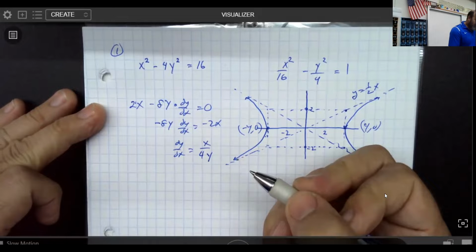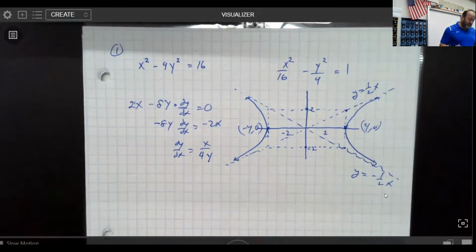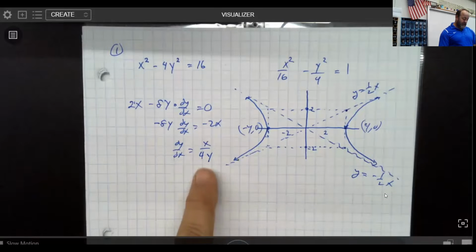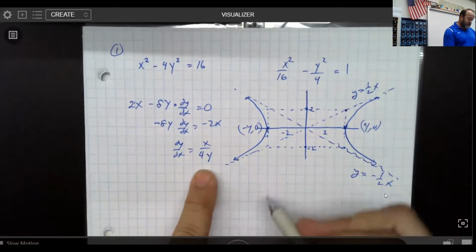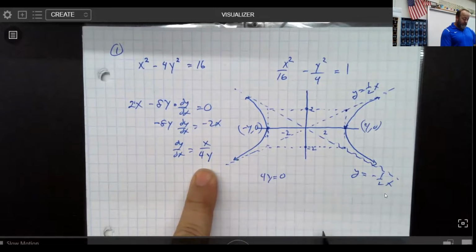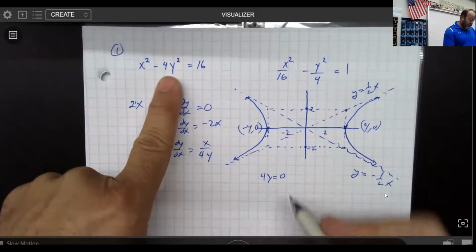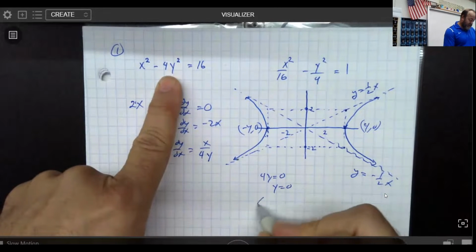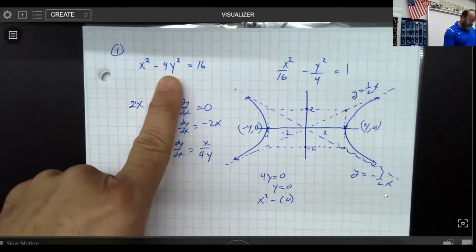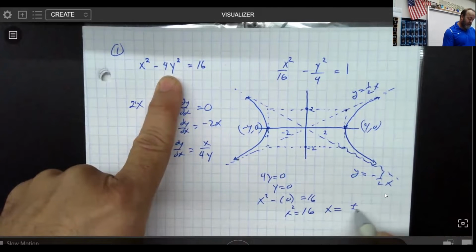Now, as it turns out, if that is my derivative, then a vertical asymptote would happen when the denominator is 0. So the denominator would be 0 if 4y is 0. If 4 times y is 0, we could plug that back into the original problem, meaning y itself is 0, and I'd have x squared minus 0, because y was 0, is 16. That gave me x squared is 16, or x equals plus and minus 4, which you'll see evidence of here.